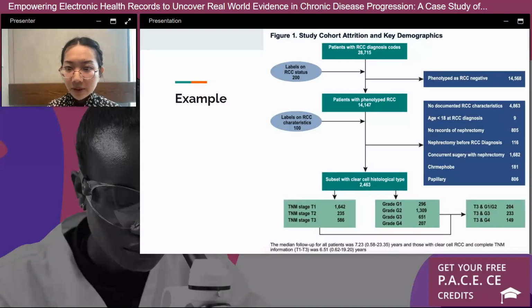Right, so first is the construction of the study cohort, as we have previously mentioned. We first extract the patients with the diagnostic code of RCC, but then we further need to phenotype them to make sure that they actually have RCC, not just due to misdiagnosis. So we would have 14,000 patients that were phenotyped as having RCC, and for these particular patients, we further subset them into different categories according to, for instance, their tumor stages or their tumor grades.